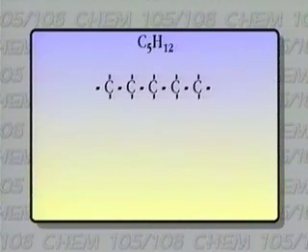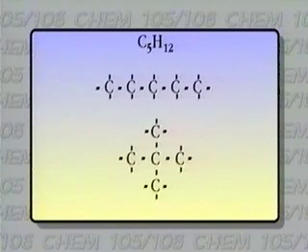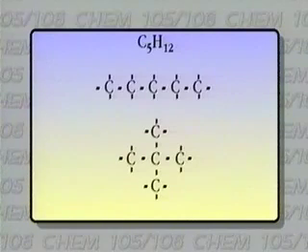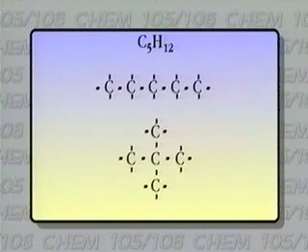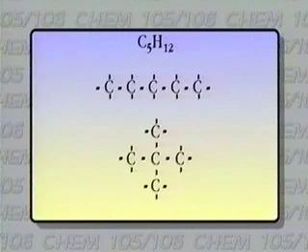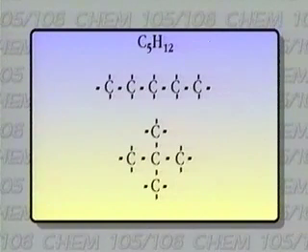Now, I can also do it this way. I could put one in the center, put the 4 carbons attached to the center one, give each of the corner carbons now 3 hydrogens, so it's still C5H12. Both have exactly the same molar mass, 2 isomers of each other, but they will have different intermolecular forces.